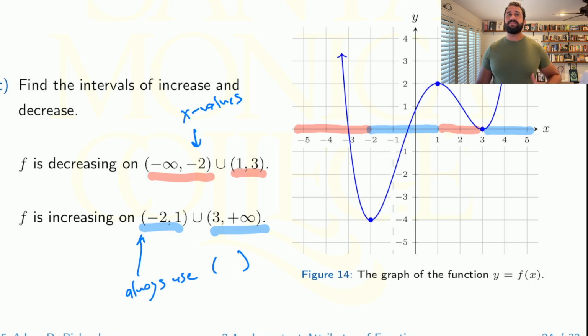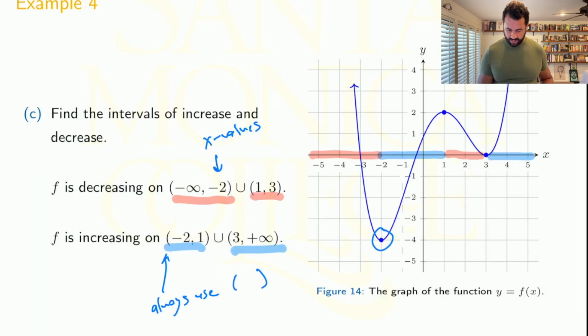It's because it doesn't make sense to include an endpoint when you're talking about an interval of increase or decrease, because if you look at the definition, at this point the function is neither increasing nor decreasing. That's because it doesn't even make sense to talk about increasing or decreasing at a point. You must have an interval in order to talk about increase or decrease, right? You can't say if something is getting larger if you're only at a point. So we tend to omit the endpoints whenever we talk about those intervals, all right?